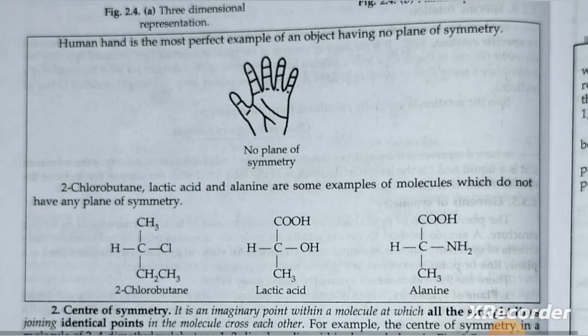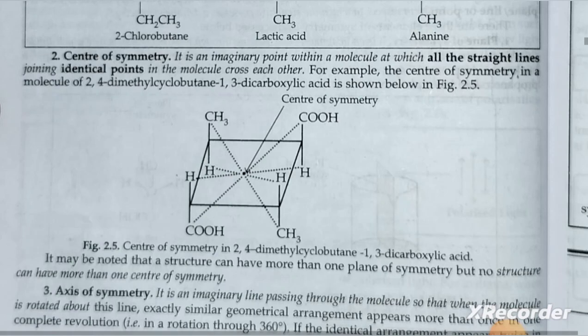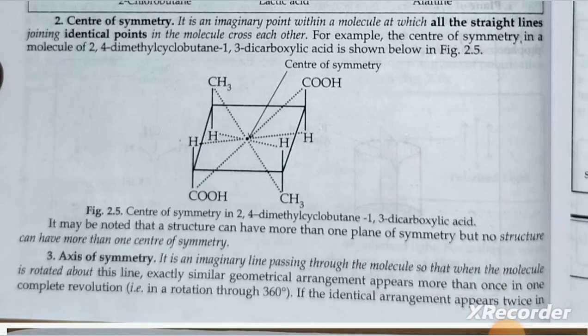Second is center of symmetry. It is an imaginary point within a molecule at which all the straight lines joining identical points in a molecule cross each other. For example, the center of symmetry in a molecule of 2,4-dimethyl cyclobutane-1,3-dicarboxylic acid is shown below in figure 2.5. It may be noted that a structure can have more than one plane of symmetry, but no structure can have more than one center of symmetry.